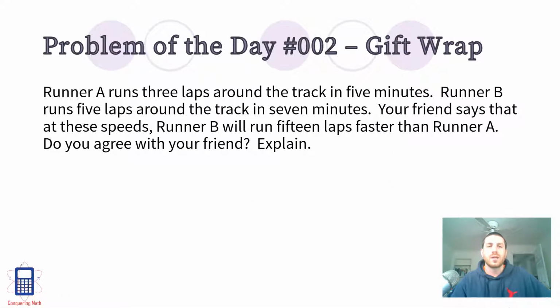So our problem today was: runner A runs 3 laps around the track in 5 minutes. Runner B runs 5 laps around the track in 7 minutes. Your friend says that at these speeds, runner B will run 15 laps faster than runner A. Do you agree with your friend, and explain?